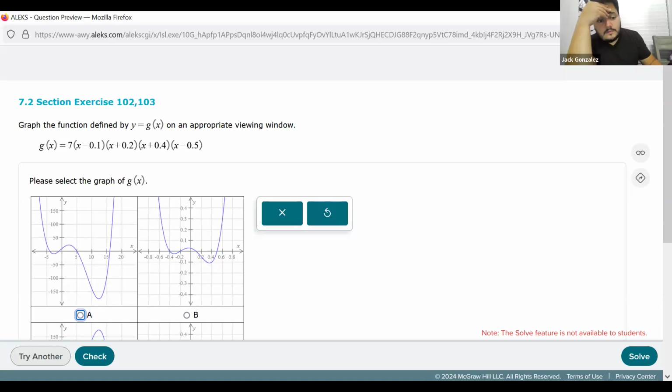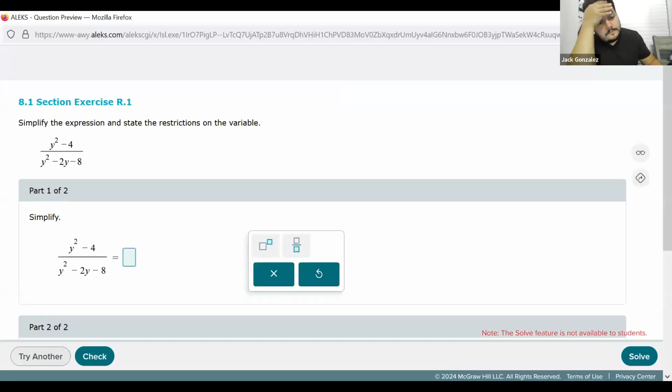Same thing for 12. Okay. This one's 13. Simplify the expression and state the restriction on the variable.